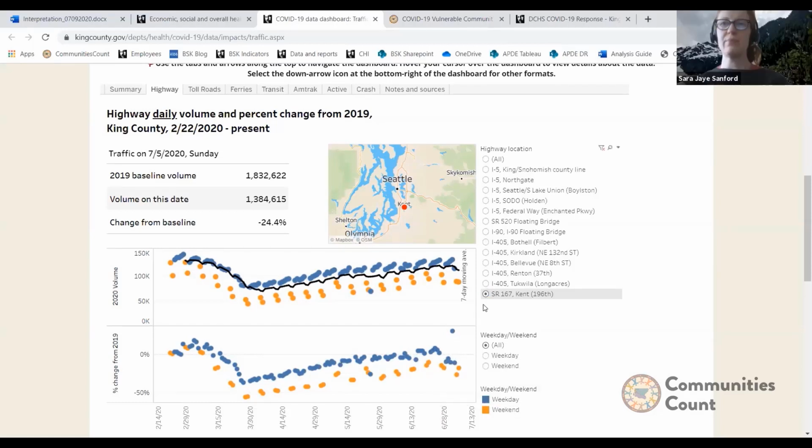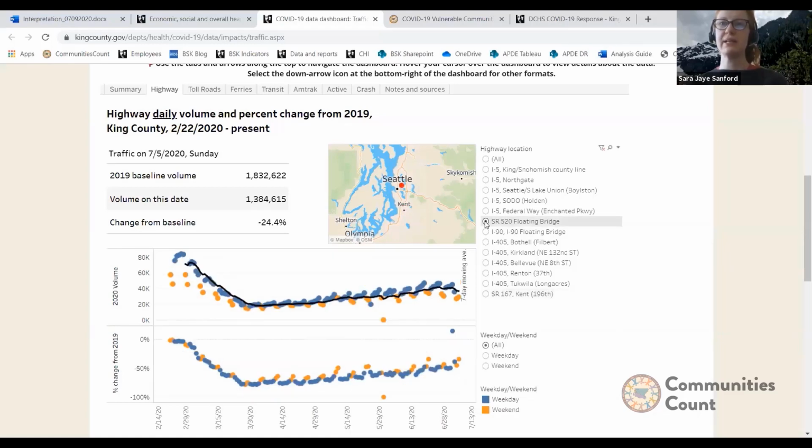If I change it right now to see State Route 167 in Kent, that's gone down recently compared to how it was in 2019. Versus if I'm just choosing randomly 520, we can see the change. It doesn't look like it's actually down as far, unless the scale changed, which it might have.